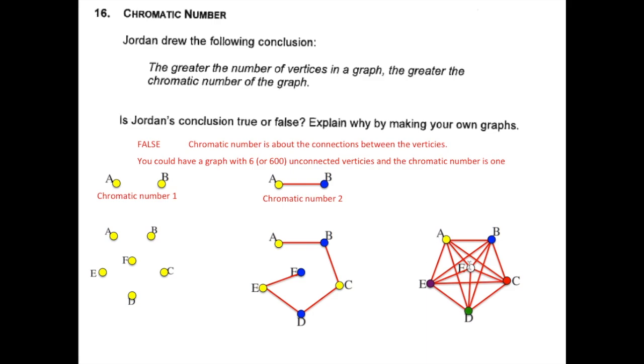E, connected to everything, has to be a different color, can't be yellow, can't be blue, can't be red, can't be green, so it must be white. F is connected to everything, can't be blue, can't be yellow, can't be white, can't be red, can't be green, so I picked purple. This one has a chromatic number of 6.